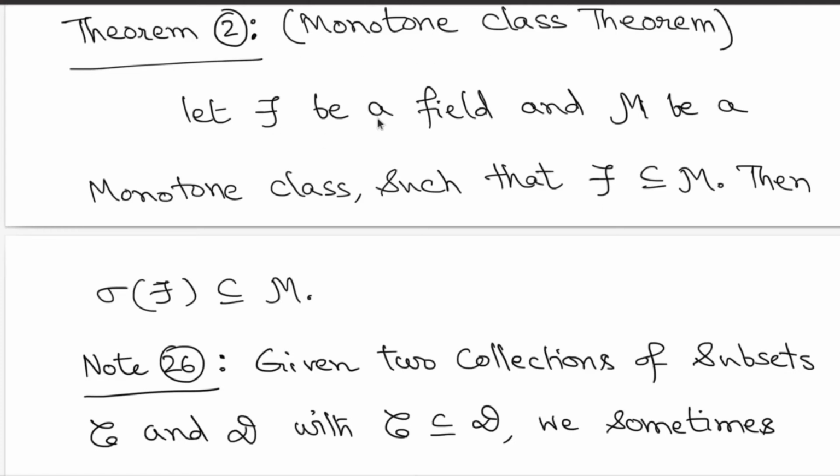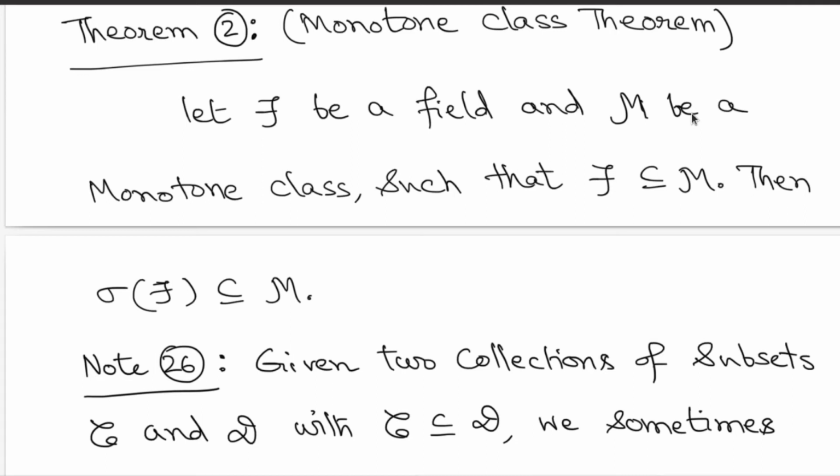So let script F be a field and script M be a monotone class with the property that the field is contained in the monotone class. So I am looking at a non-empty set omega. I am looking at some collection of subsets, script F, with complementation, finite unions and intersections, that is a field. And then I am looking at a monotone class script M, again on the same non-empty set.